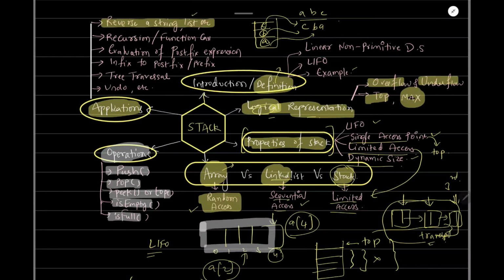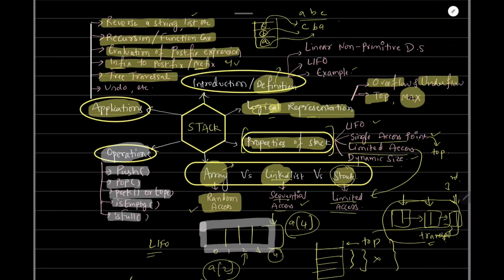Like that we can also do it with a list. The second thing is recursion, which can also be called a function call. You can use a stack for recursion. The third important application is the evaluation of postfix expressions. The next is infix to postfix or prefix conversion, so we can convert from infix to postfix and from infix to prefix. Next is tree traversal, like a binary search tree, where we can use this stack concept. And the next practical thing is the undo mechanism.